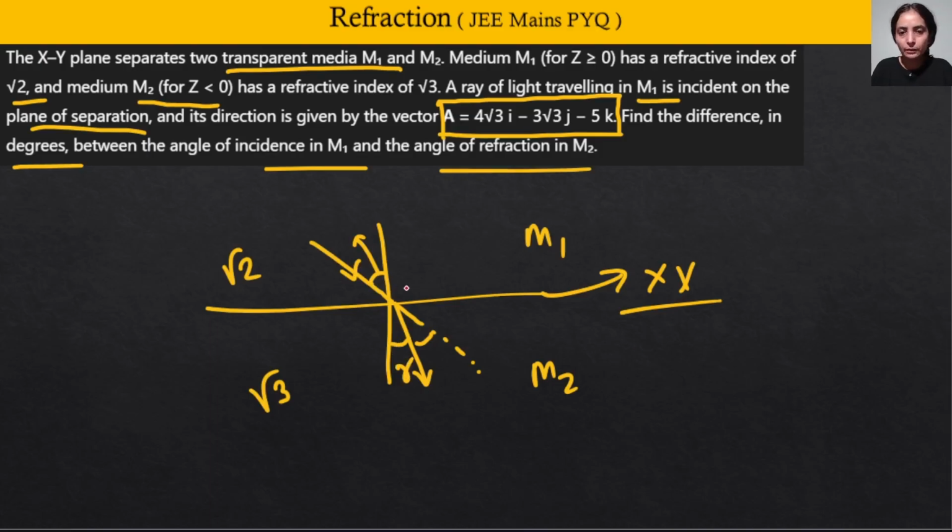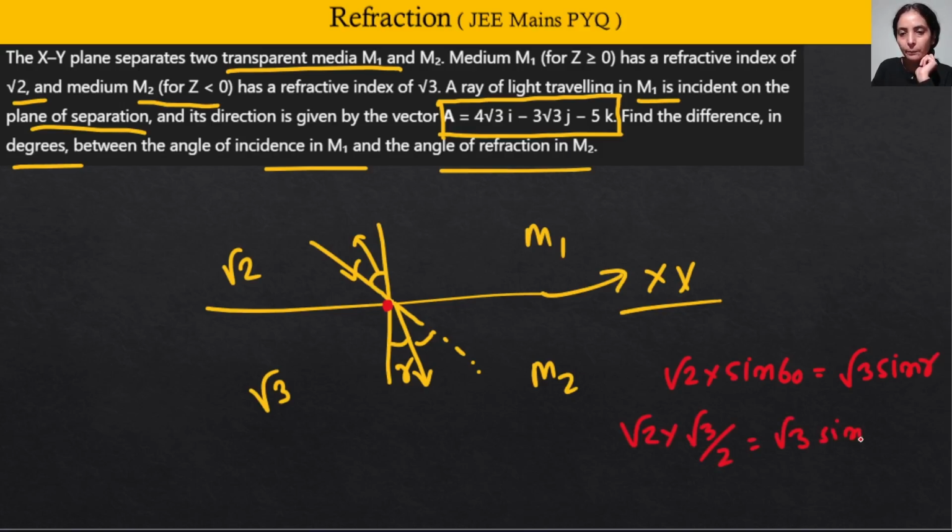And if you use here at this point, what will be the value? I mean sin i, चलो लिखते हैं root 2 sin i, sin 60, right? And this is equal to root 3 sin r. Done it. Let us put the value. Root 2 into root 3 by 2 is equal to root 3 sin r. ठीक है. So root 3 got cancelled. Root 2 by 2, that is 1 by root 2. So sin r is equal to 1 by root 2. So r is equal to 45 degree. This is 45. ठीक है.